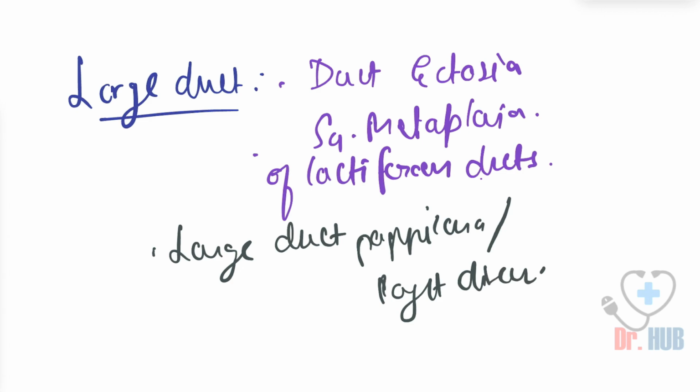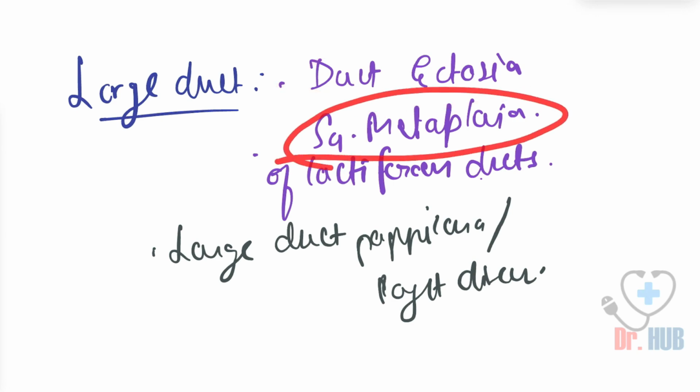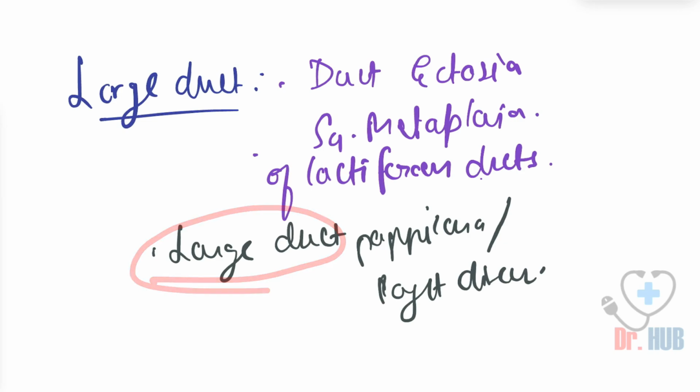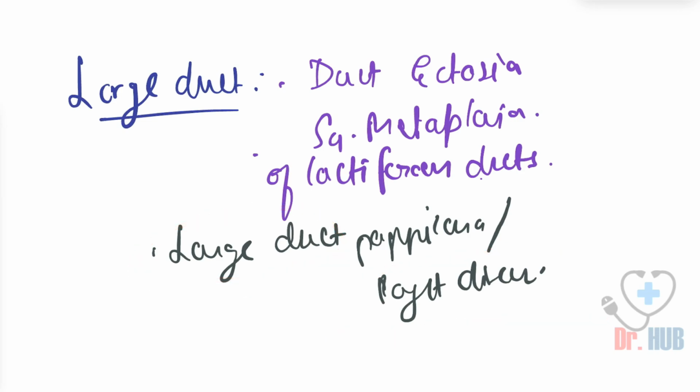So to recap, we are discussing the answers to the question. We asked what the large duct lesions are. It includes the duct ectasia, squamous metaplasia of the lactiferous ducts, then also the large duct papilloma, as well as the Paget's disease. So this was about the anatomic origins of the common breast lesions.